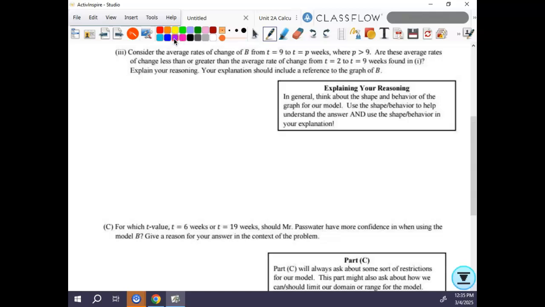All right, so let's look at this. The average rates of change of B from T equals 9 to T equals P weeks. So we've seen this a few times. Hopefully, the more we see it, the more it'll make sense. Are these average rates of change less than or greater than the average rate of change from T equals 2 to T equals 9? All right, so if we are talking about average rate of change, and it says not only do I have to explain it, but my explanation should include a reference to the graph. So I'm looking at a graph, and I'm talking about rates of change. What do I need to write down?